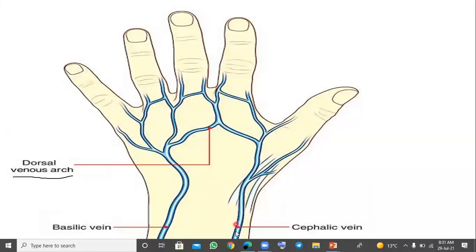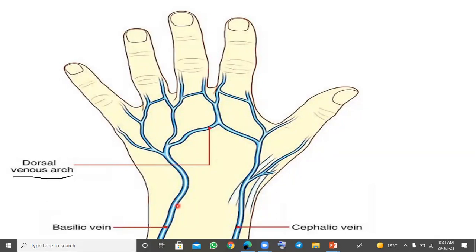So the cephalic vein goes on the lateral aspect of the forearm, on the lateral aspect of the arm, and it goes to drain into the axillary vein. So it will pass through the deltopectoral triangle there, it will pierce the clavipectoral fascia, then it will drain into the axillary vein. While the basilic vein goes on the medial aspect of the forearm, the medial aspect of the arm, then it will join the brachial vein to form the axillary vein.